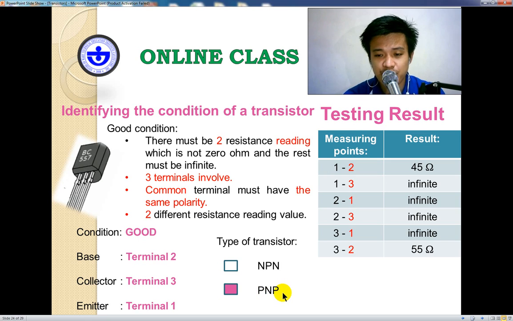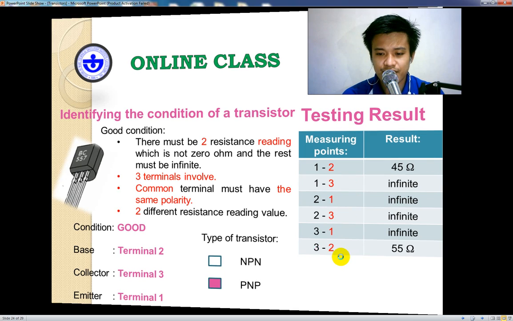Okay, I hope that is clear. This PNP. This is the type of transistor that we have based on this data table that we have. Okay, I hope that is clear. If you have questions, do not forget to comment down.